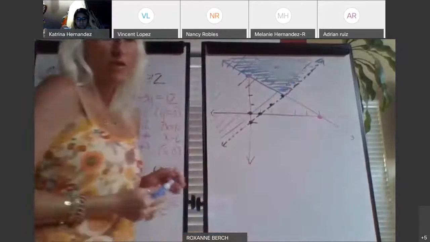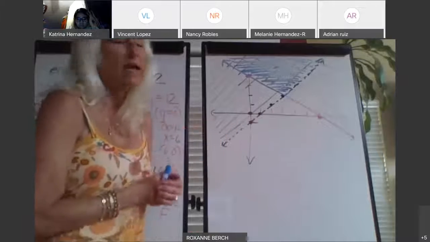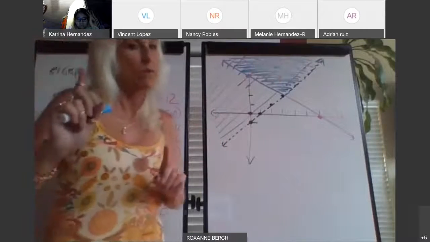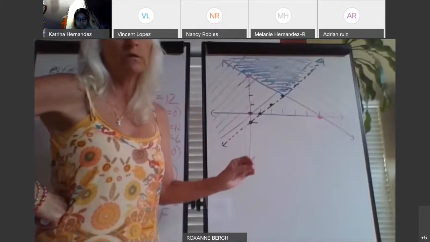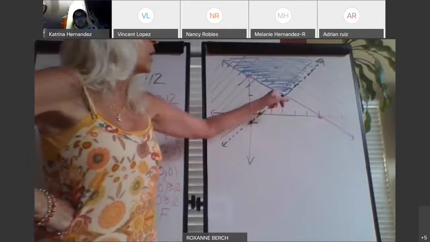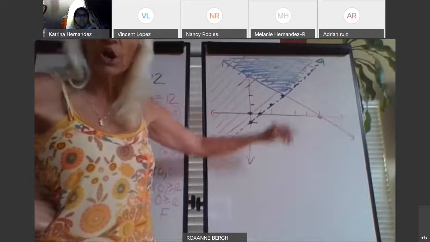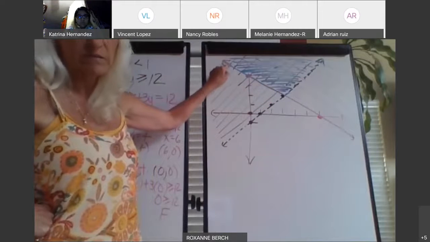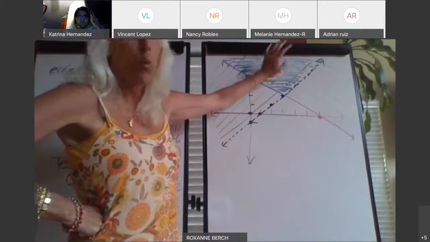So to sum it up, the answers are not in the black, the answers are not in the pink, the answers are in the black and pink. Let me be clear. Every ordered pair in the blue is a solution. Every ordered pair on this part of the line that's dotted doesn't work. Every ordered pair on this part of the line works. Every ordered pair in the blue works.